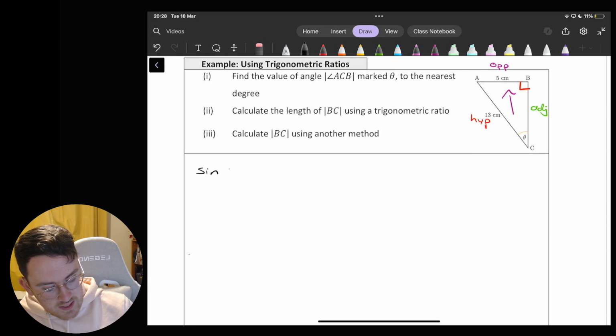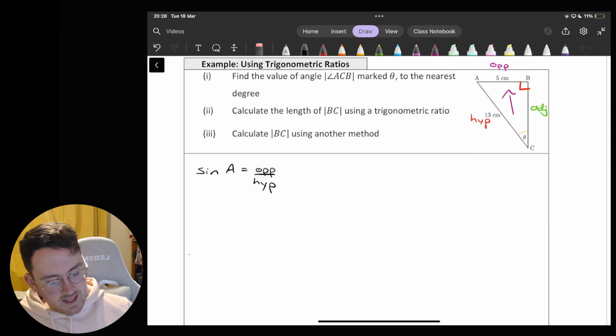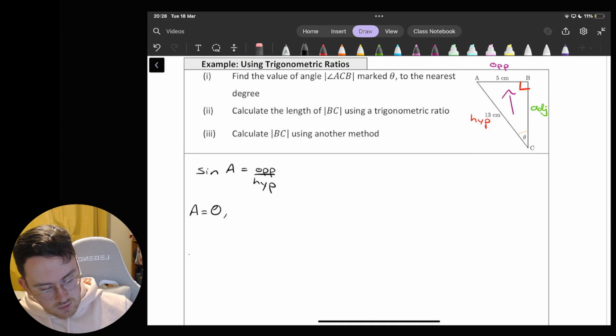If I start with this, sine of my angle is always opposite over hypotenuse. And remembering that these are just ratios, ways of comparing the sides in certain triangles. So we can fill in or identify what information we do know. We know the angle in question here is theta. We know that the opposite to that angle is 5. And we know the hypotenuse for this triangle is 13.